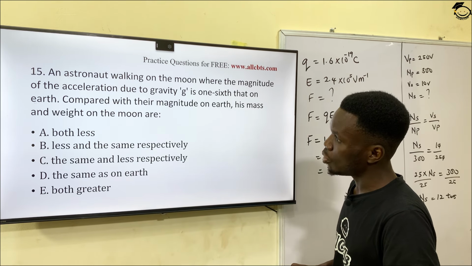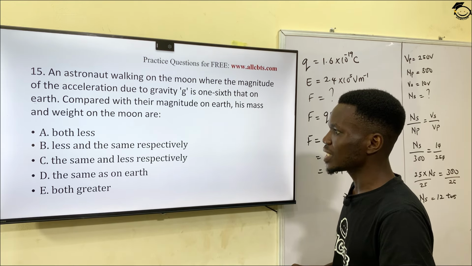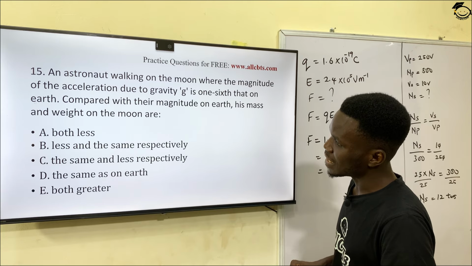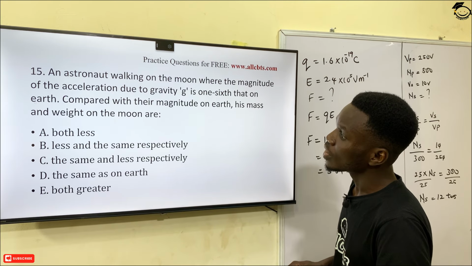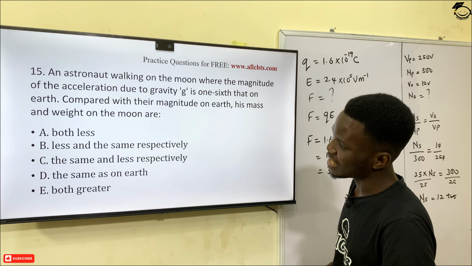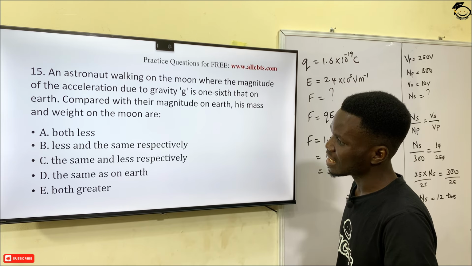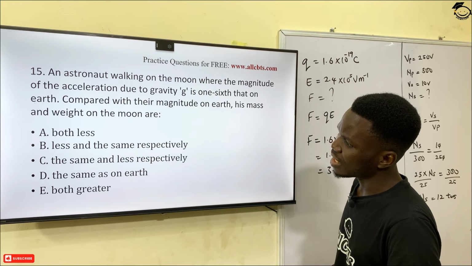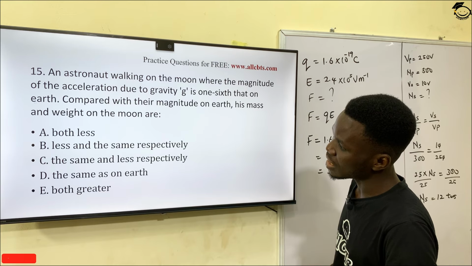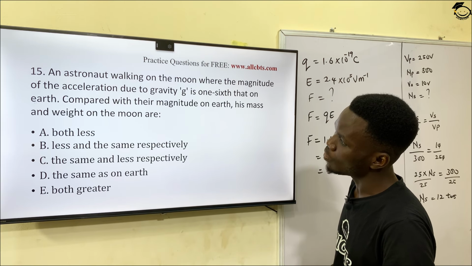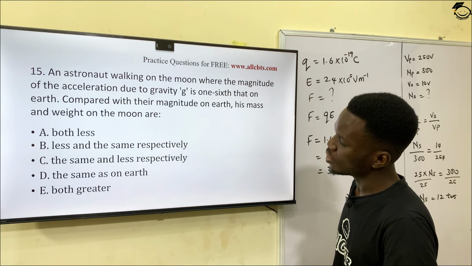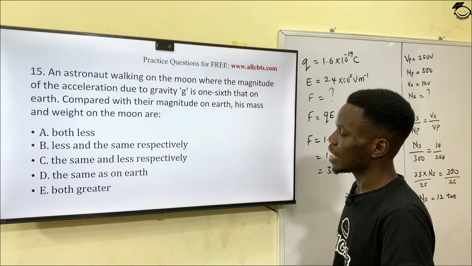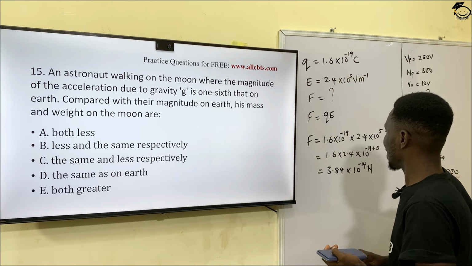Option A says they are both less. Option B says the mass is less and the weight is the same, respectively. Option C says the mass is the same and the weight is less. And option D says the mass is the same as on Earth and the weight is also the same as on Earth. And option E says they are both greater than the mass and weight on Earth. So let's look at that.